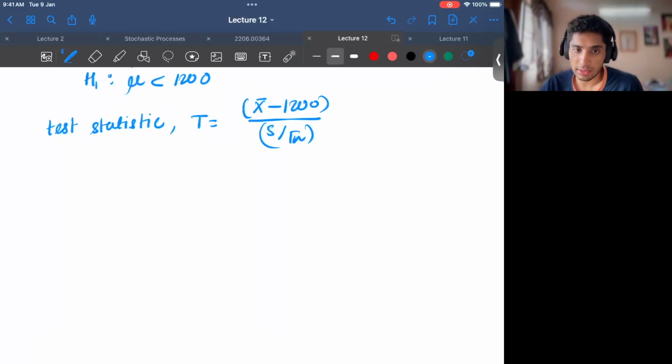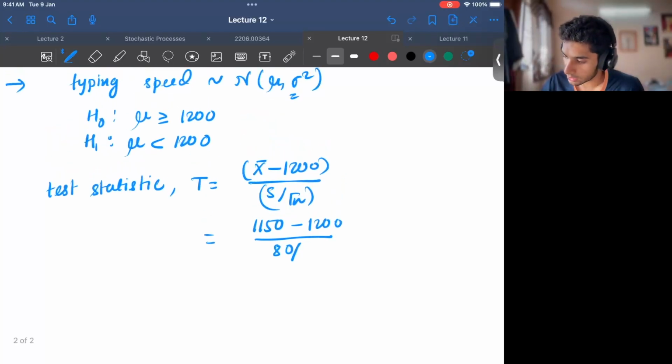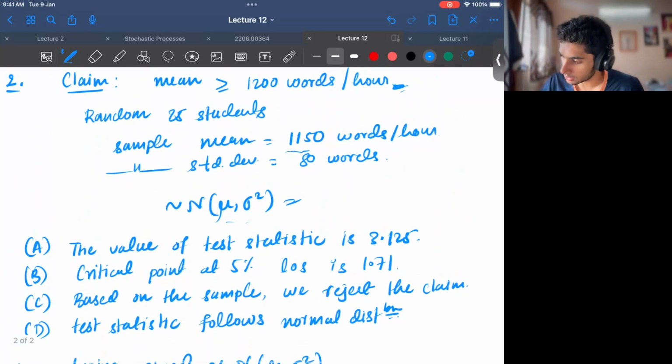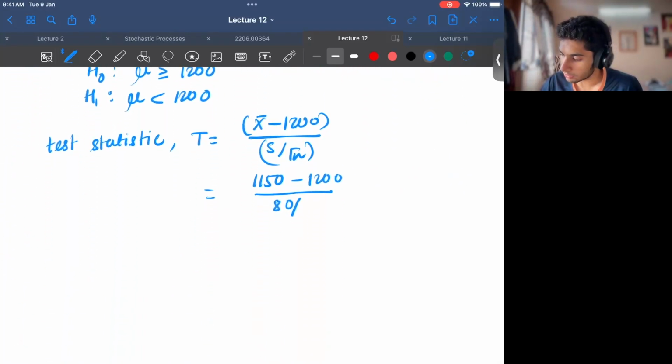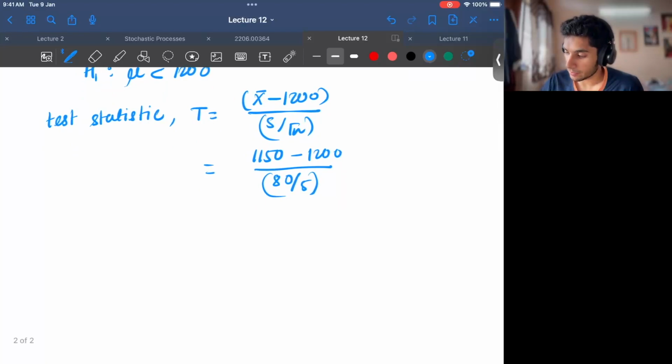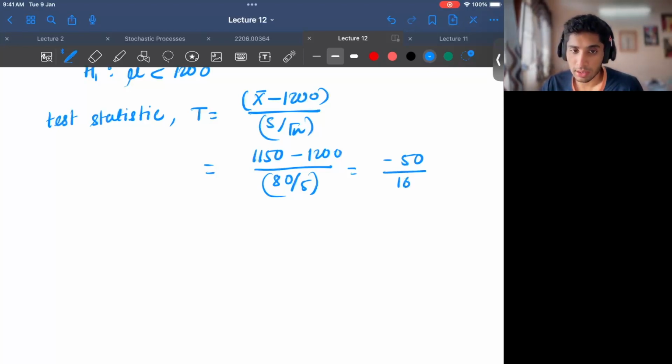And what will this come out to be? So X bar is known to you, 1150, minus 1200, divided by S. S is given to you to be 80, divided by root n. Root of n is given to you, n is 25, so root of 25 is 5. So this will become minus 50 divided by 16.